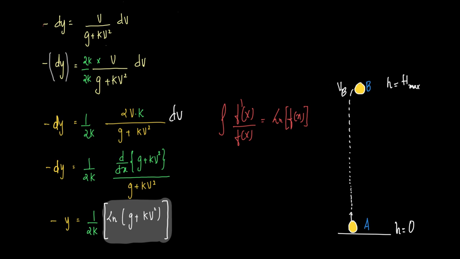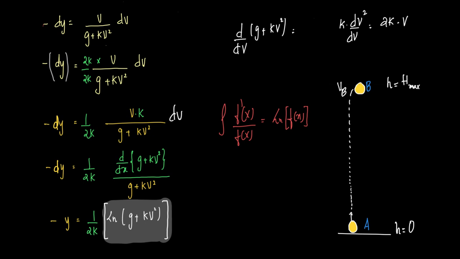Why? I'll tell you. See, what is the derivative of g plus kv square? It is actually d by dv of g, which is a constant, plus k into d by dv of v square. We know this value is equal to 0, because it is a constant, and what we get is 2k into v. So in the numerator, what we have is v, right?